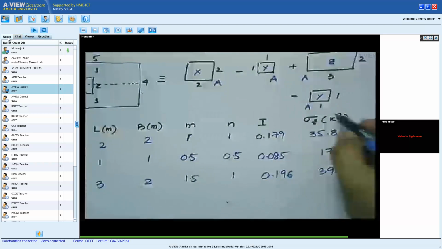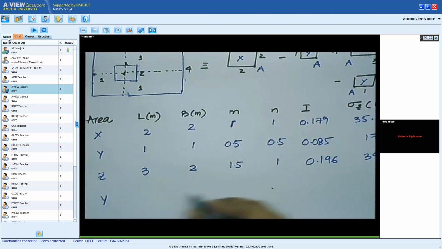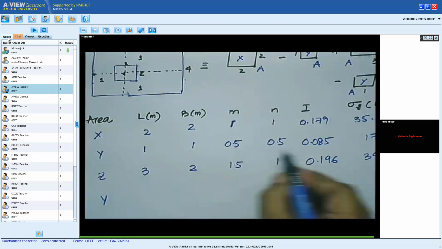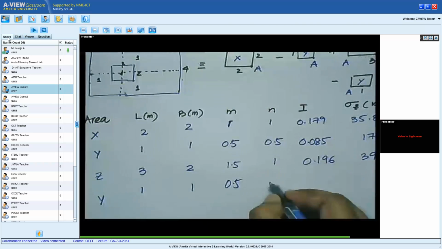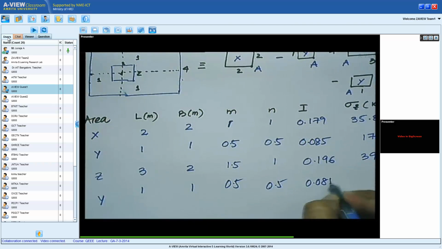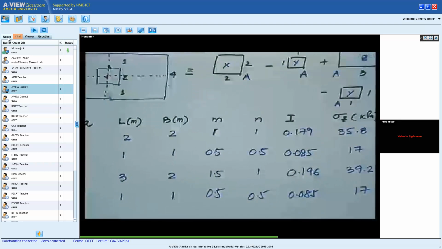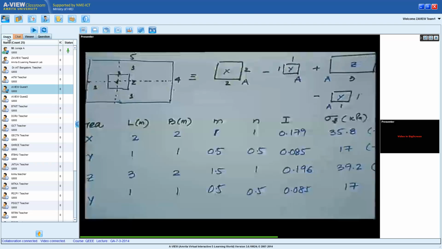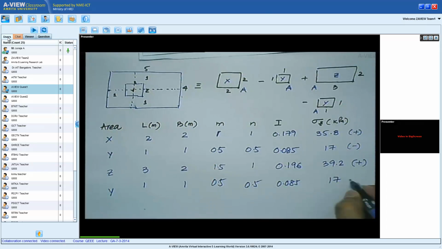So the last one is area Y, which is Y again. I need not read it down again because it's same as this one. So I'm quickly going to copy these from the above. 0.085 from there, 17 from there. Let me zoom out. So this 17 is again negative, because it's subtracted from the bigger area.